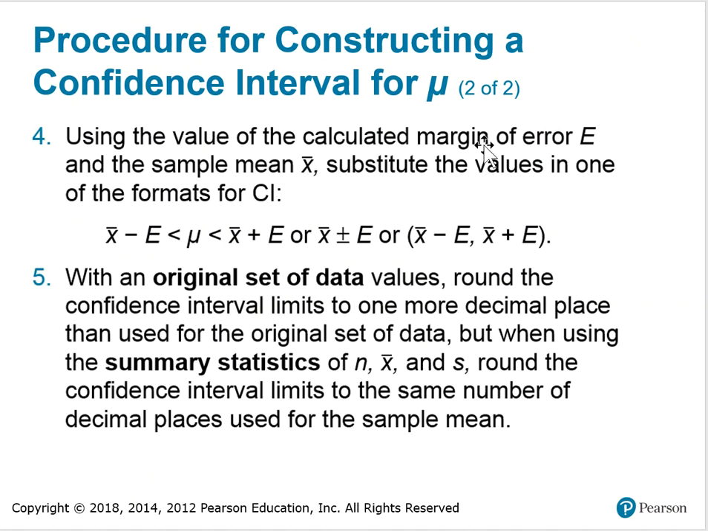Then we're going to use that value of E and the sample mean x bar and substitute them into one of the three formats. With an original set of data values, we want to round the limits of the interval to one more place than is used for the original set of data. But when using summary statistics, we want to round to the same number of places as the sample mean.